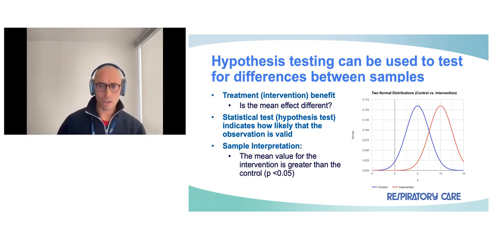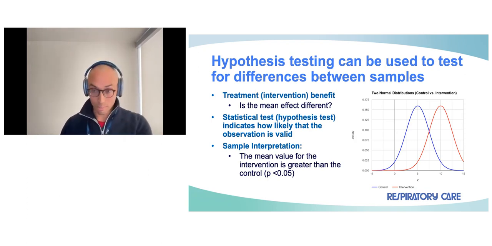Now, let's say the red bell curve was a measure after an intervention. You can see that the red bell curve is farther to the right. The mean, the center of that distribution, is greater. So in this case, what we're saying is that the intervention resulted in a higher measure than the control. You would use a statistical test or a hypothesis test to indicate how likely what we're seeing is actually valid. I don't want to say true, but how likely this is valid. And this is where you get p-values. So when I'm looking at this plot right here, I might say, oh, the mean value for the intervention, the red bell curve, is greater than the control. The p-value is less than 0.05. Boom.